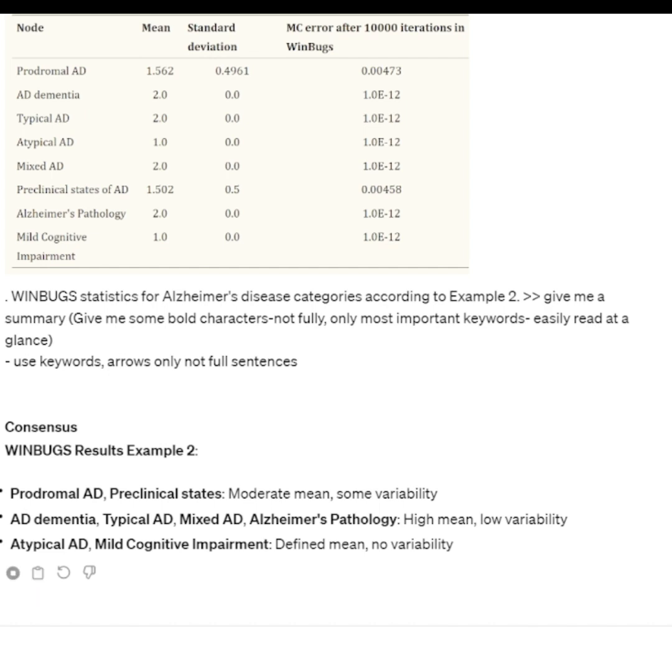WinBUGS results, example 2. Prodromal AD and preclinical states show a moderate mean with some variability. AD dementia, typical AD, mixed AD, and Alzheimer's pathology show a high mean with low variability. Atypical AD and mild cognitive impairment have a defined mean with no variability.